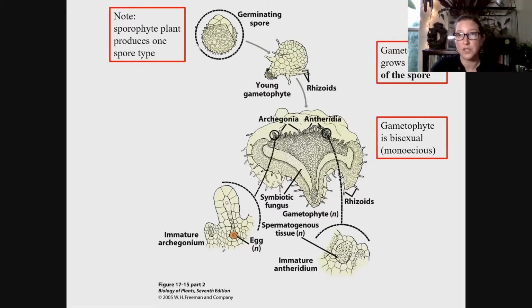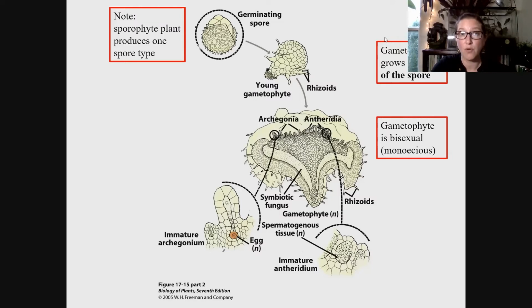Right, and so this is just to show you here. If my head is blocking it, you'll be able to see it on the full slides that are posted on Canvas. But basically it says, note, the sporophyte plant produces one spore type, right? Which is something called homosporous. Your book also has it as well. I'll write it right here. Homosporous means sporophyte makes one type of spore. Okay, so that's what homosporous means, one type of spore.